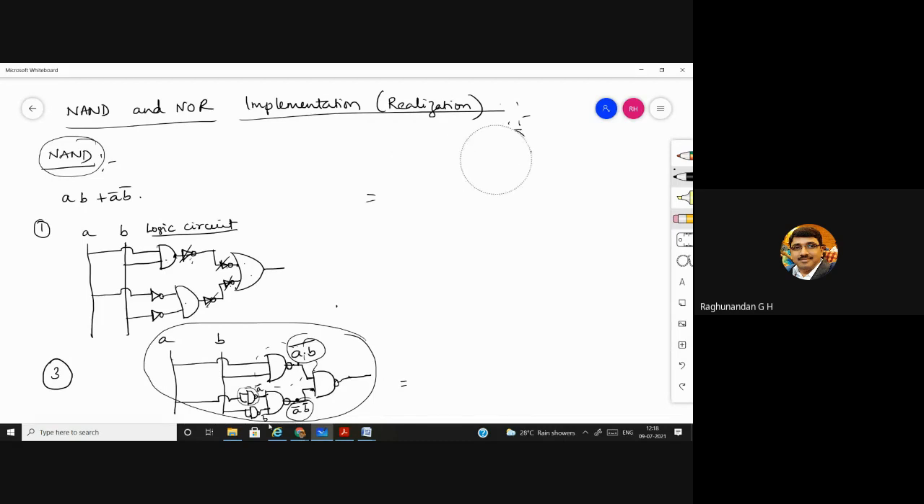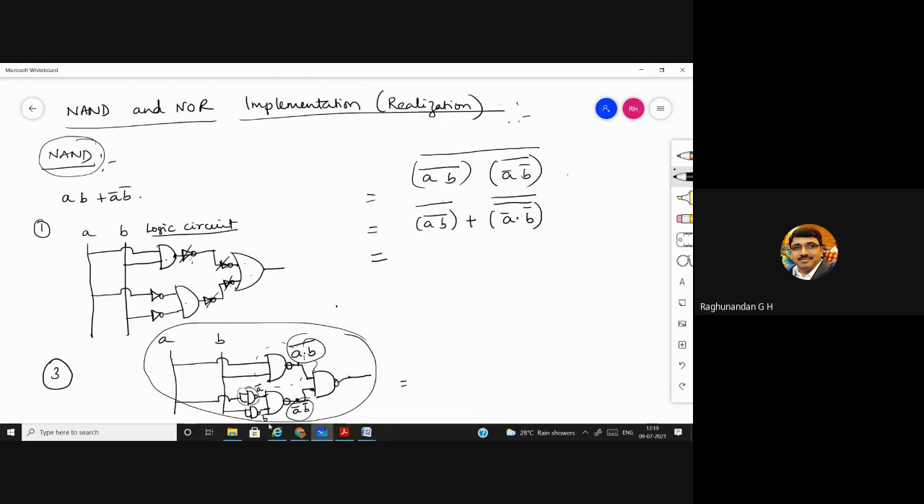Write it once again neatly. A B whole bar, this is 1, into A bar B bar, 1 bar we will get here. Again, on passing through this, we will get a complete bar. Now, AB whole bar, again one more bar, plus A bar into B bar, and one more bar.